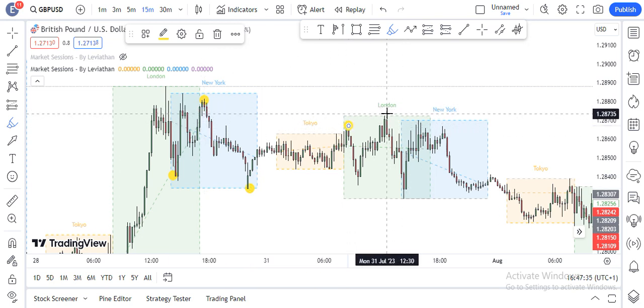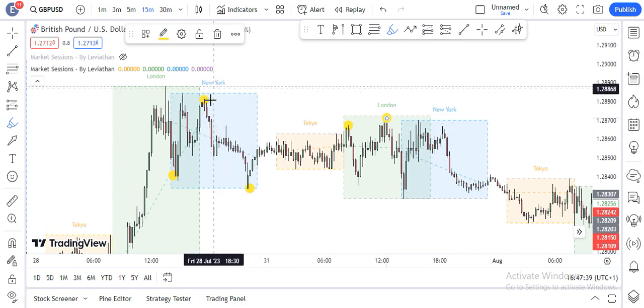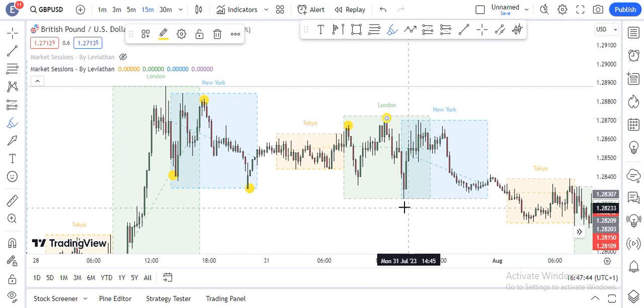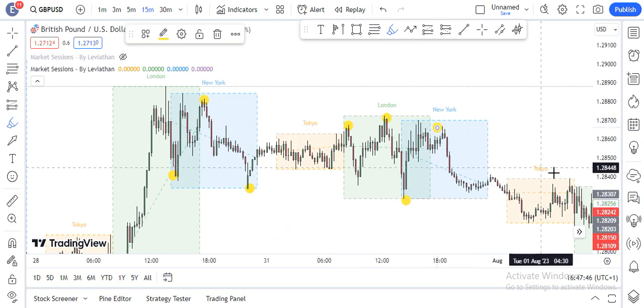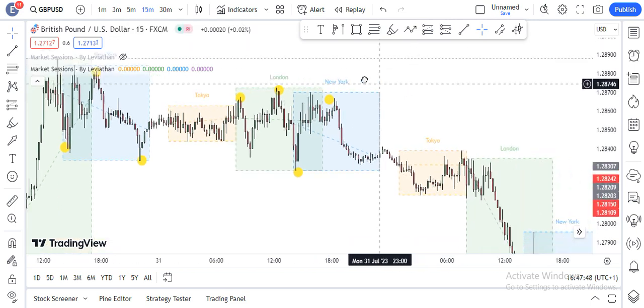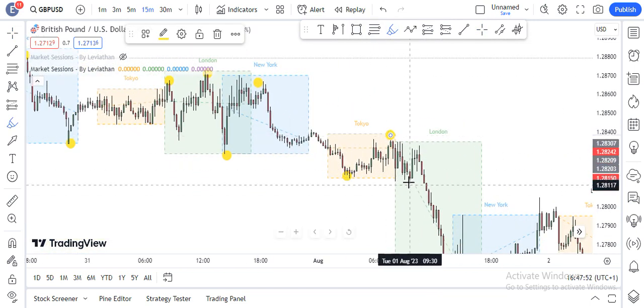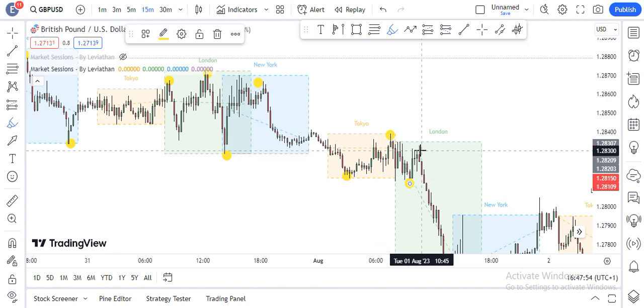1, 2. All these highs are going to be relatively lower than this high. So this is going to be lower highs. Okay, now lower low, lower high, lower low, lower high, lower low, in that order.